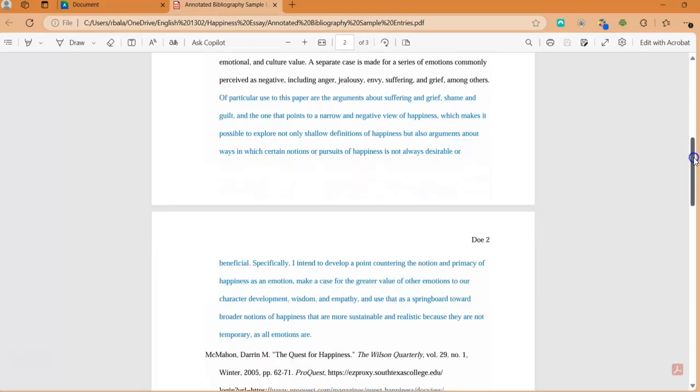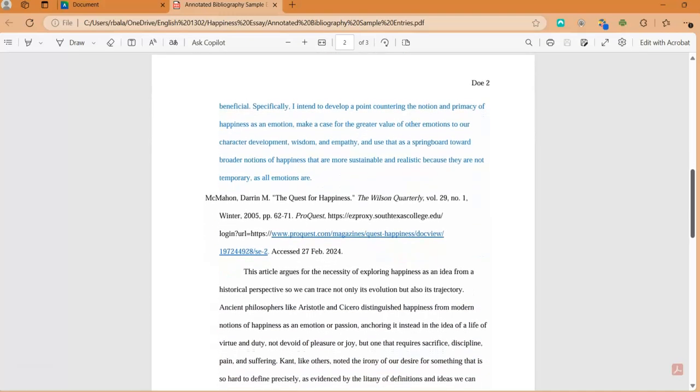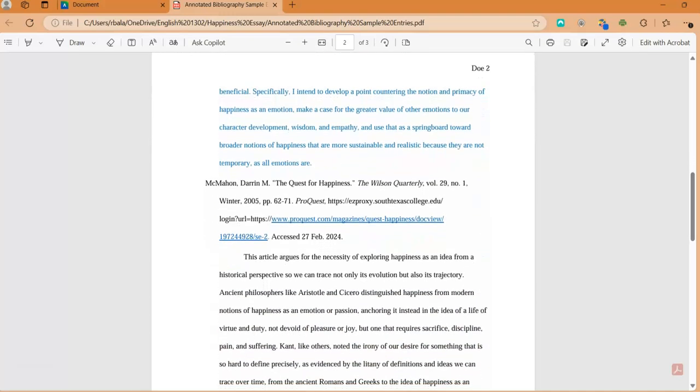So a lot of things going on there, a lot of good things going on so far. All right, I'm also going to use the other source that we used in our hypothesis assignment, the Quest for Happiness. And before I explain how I'm going to use it in that paper, remember I have to be able to explain to myself and to somebody else who has not read the article, well, what is this about?